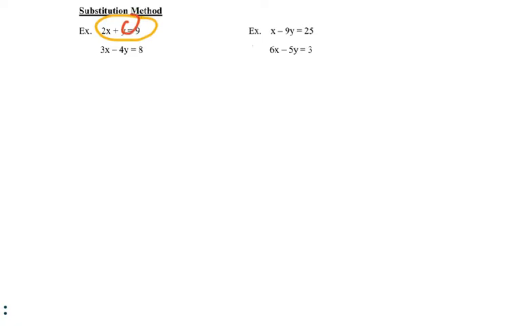In the second one, the x minus 9y equals 25, the x was by itself, meaning it was really easy for this one and for this one to get the y, in this case, and the x, in this case, by itself. Now, the question is, what if you don't have an equation where x or y is by itself? How would I solve something that looked like that?